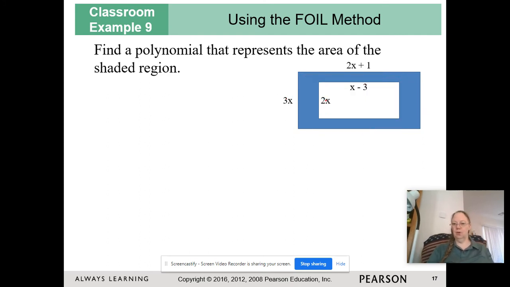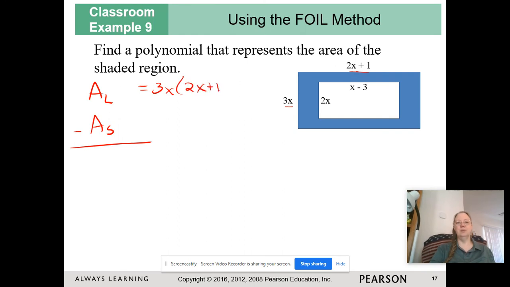So we need the area of the larger rectangle, and we need the area of the smaller rectangle. And then we are going to subtract. We're going to take the larger and subtract the smaller, and that will give me the area of the shaded region. So the area of the larger is going to be our 3x times our 2x plus 1. The area of the smaller is going to be 2x times x minus 3.